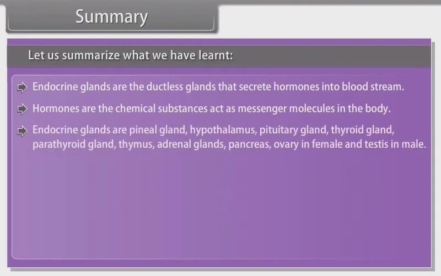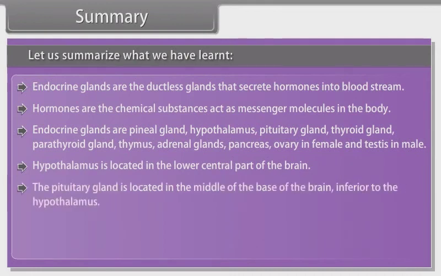Endocrine glands are the pineal gland, hypothalamus, pituitary gland, thyroid gland, parathyroid gland, thymus, adrenal gland, pancreas, ovary in female, and testes in male. The hypothalamus is located in the lower central part of the brain. The pituitary gland is located in the middle of the base of the brain, inferior to the hypothalamus. The pineal gland is located between the cerebral hemispheres.